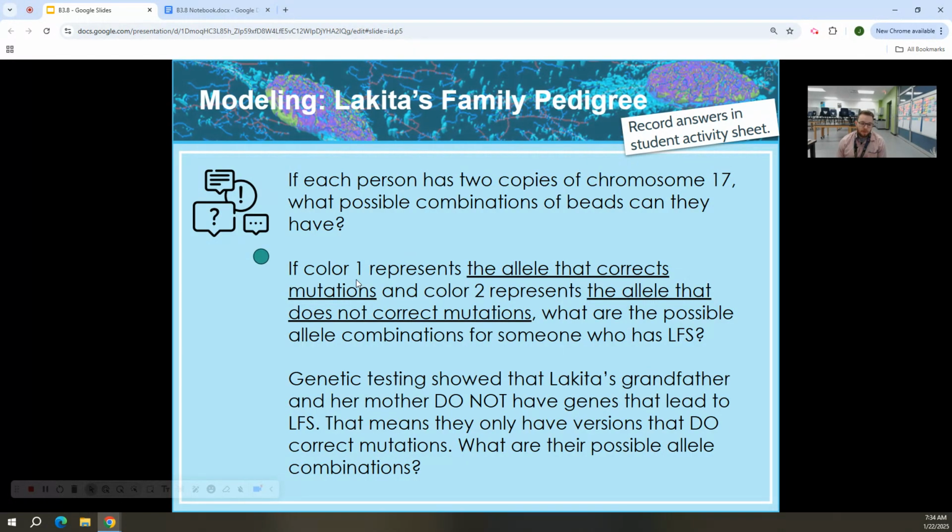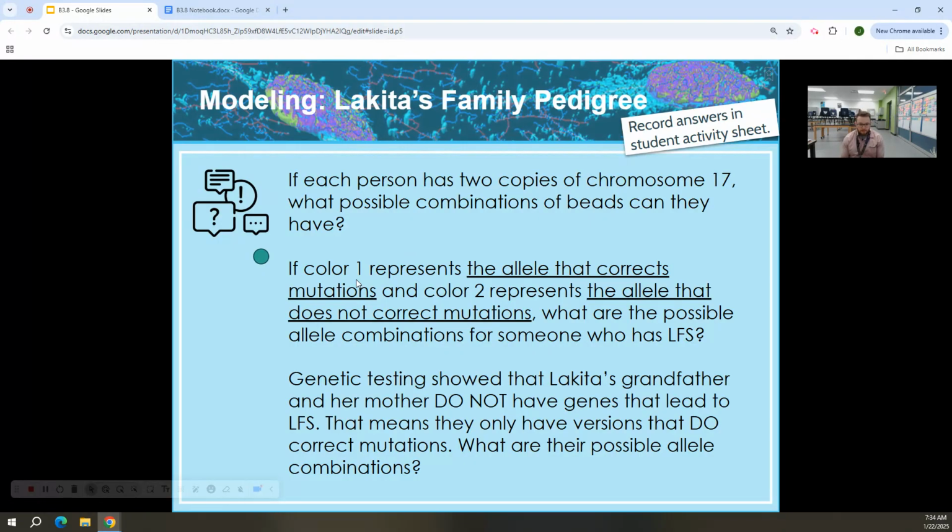So the emphasis is on at least one. They could potentially have 2. So their combination possibilities for me are a color 1 that corrects and a color 2 that does not, or 2 color 2 alleles that do not correct. So those are their options for me.